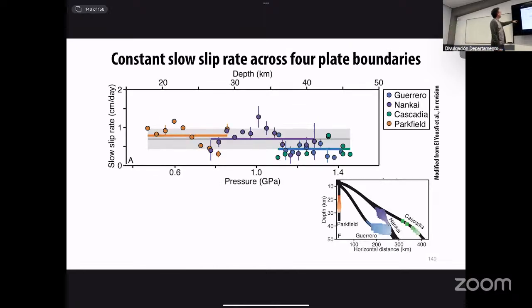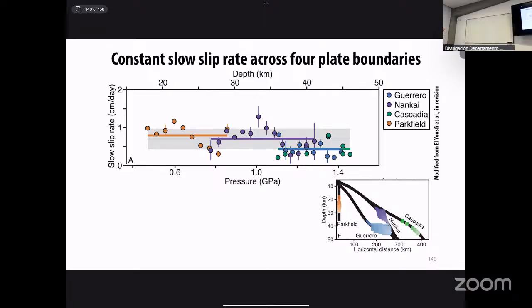So you have slow slip rate in centimeters per day on these 4 different plate boundaries as a function of depth or pressure. And you can see that there's some scatter, but there's no real systematic trend. And you can notice here, typically when we think of slip rates, you plot them on logarithmic scales because things vary quite a bit. Here it's on a linear scale, and we're looking at something that's on average about 0.6 centimeters per day, with some sort of factor of 2 variation around that.